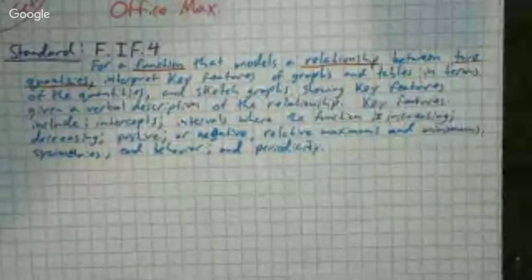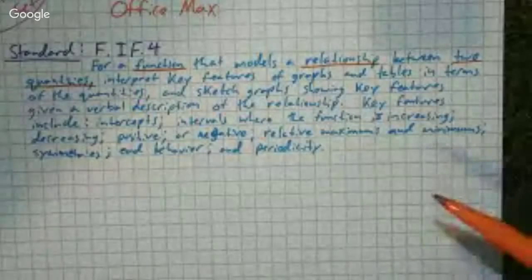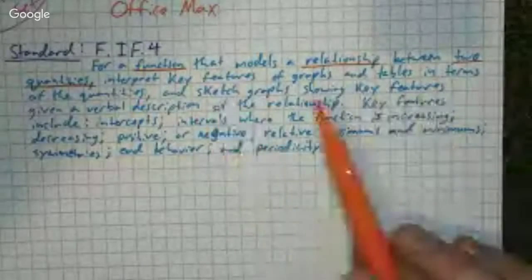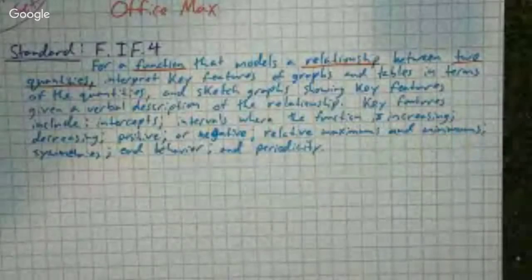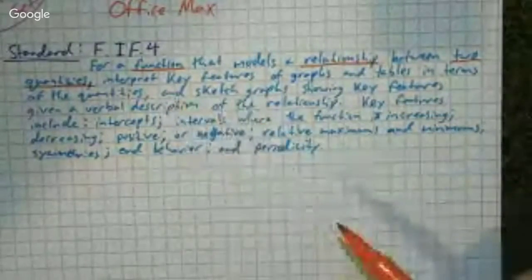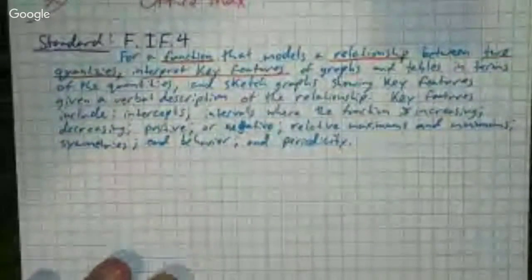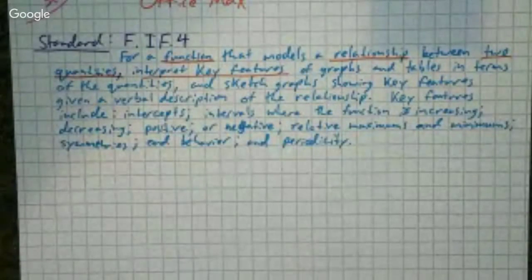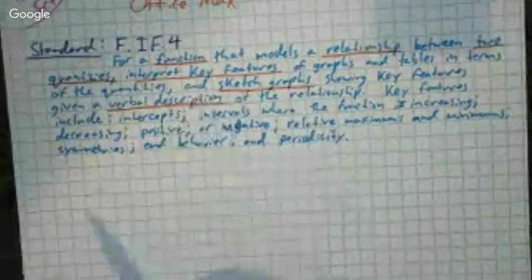Now, the fifth graders in my class right now, that's what we're doing, things where we can see a relationship. So we're going further than that. We are interpreting key features of the graphs and tables in terms of the quantities. So what we need to be able to do is understand what the graph is saying. When it says interpret key features, we need to understand if a line looks a certain way, what is that telling us? We need to be able to sketch graphs when we have a verbal description.